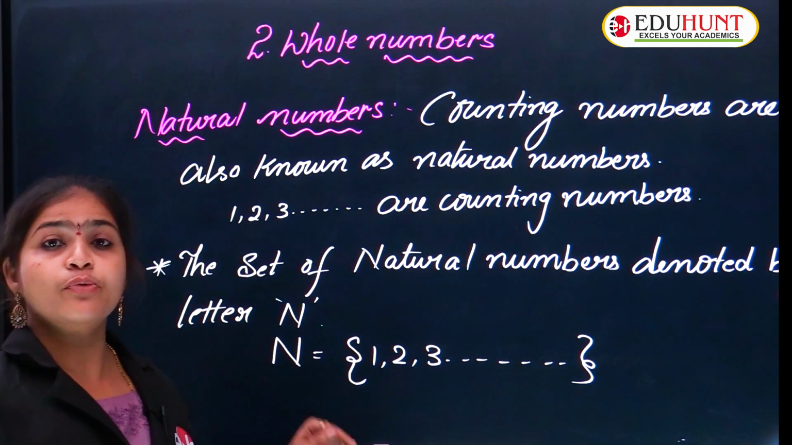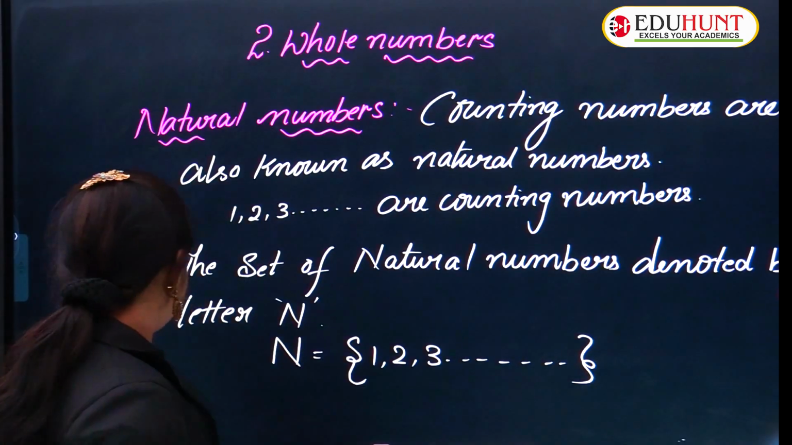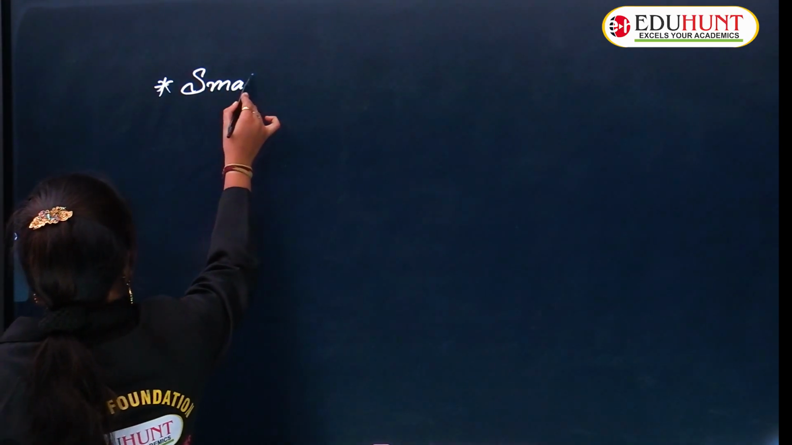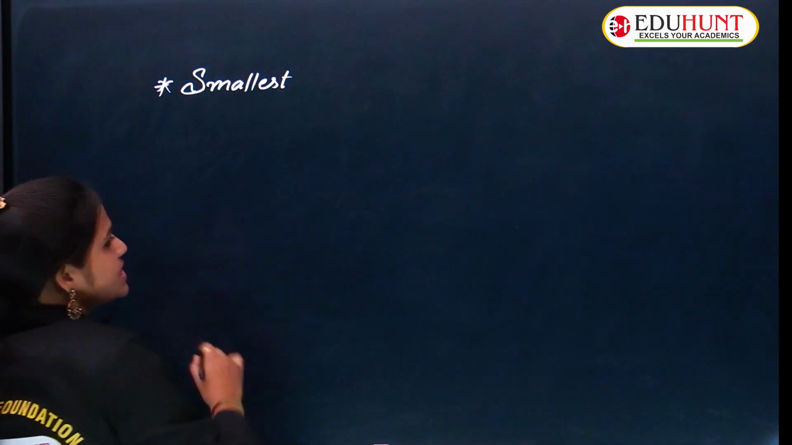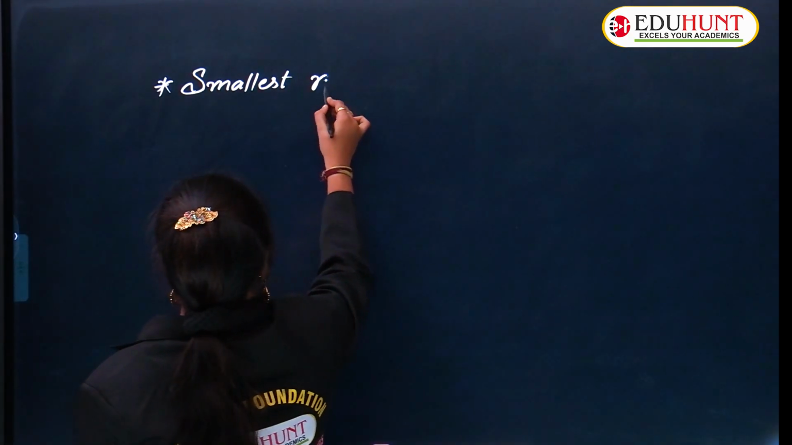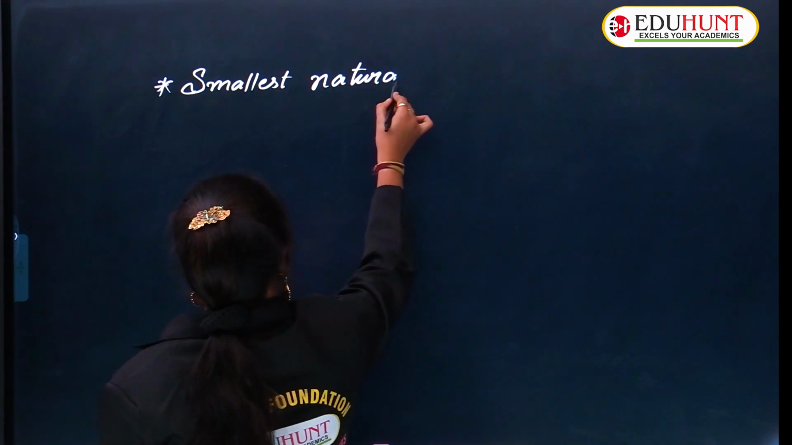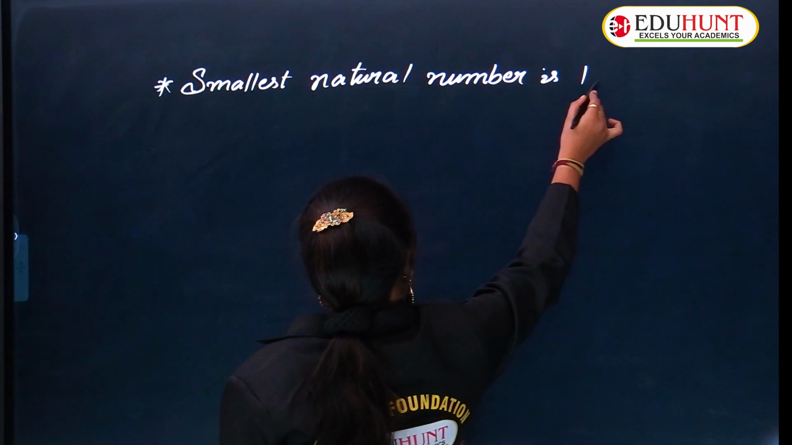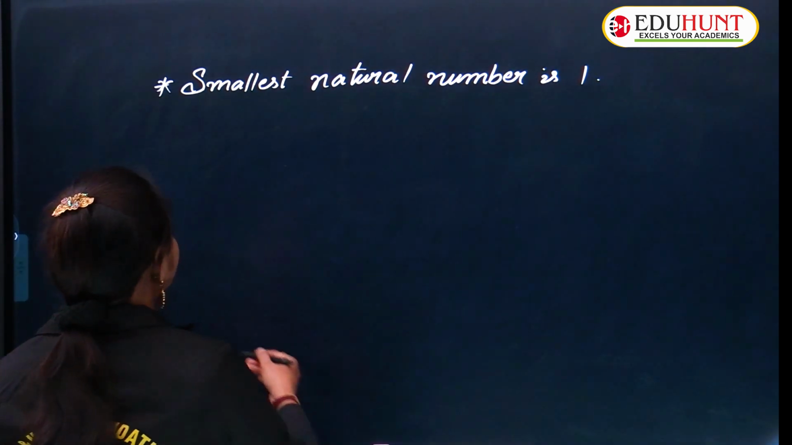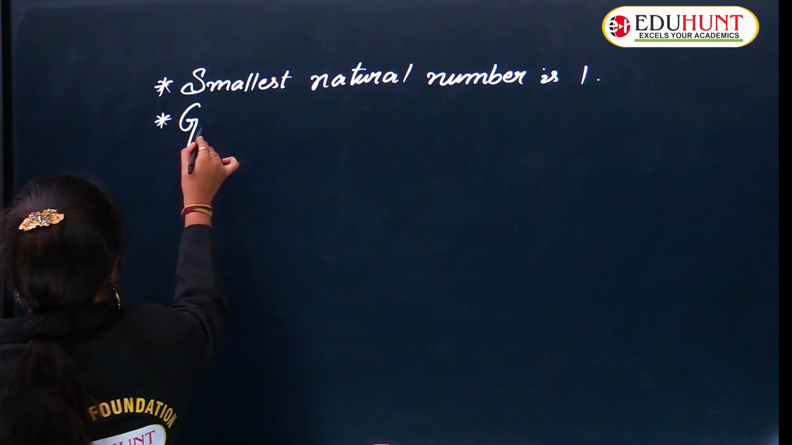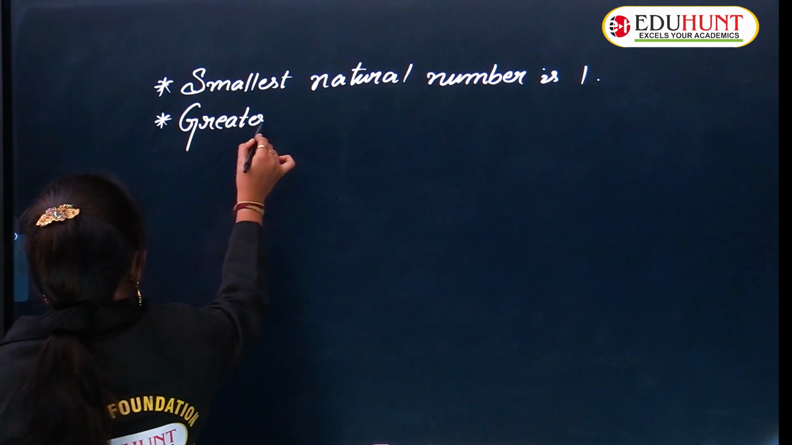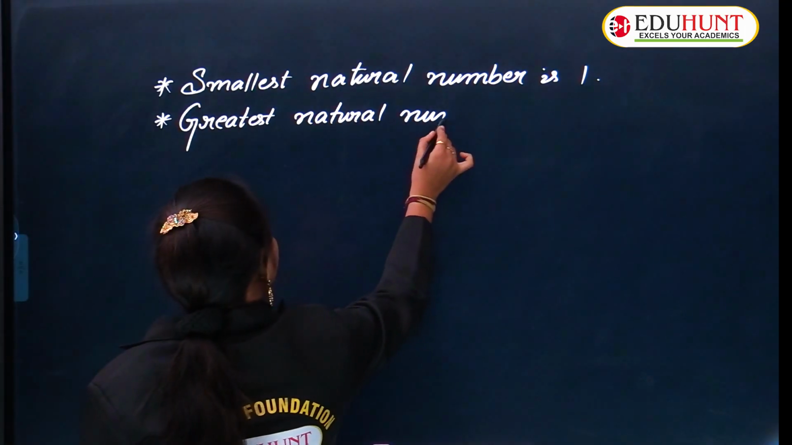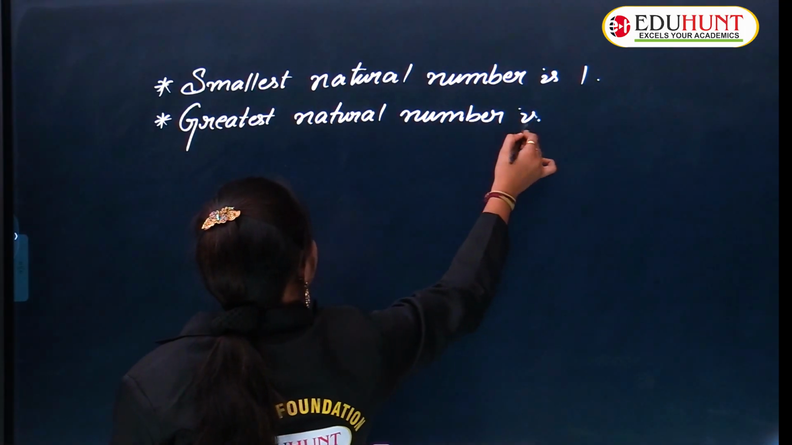In natural numbers, what is the smallest natural number? The smallest natural number is the starting number, so we consider it the smallest natural number. The smallest natural number is 1. What is the greatest natural number? The greatest natural number is undefined.